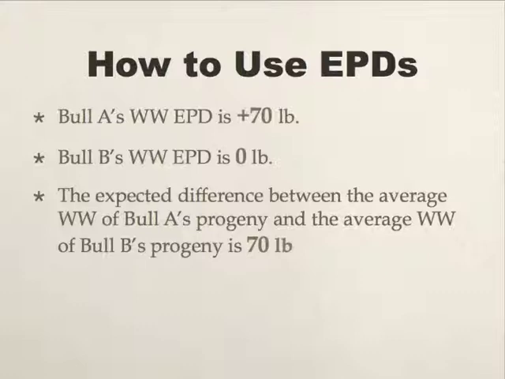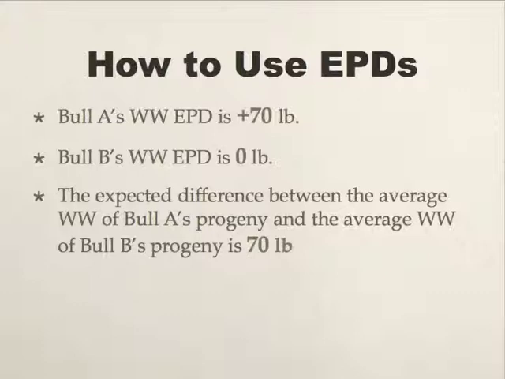This is a foundation example of how we utilize EPDs. EPDs are used to compare two animals. That is what they are designed to be used for. So we've got an example here, bull A and bull B. Bull A weaning weight EPD is 70, bull B weaning weight EPD is 0. So based on those EPDs, we would expect the difference between the average weaning weight of bull A's progeny and the average weaning weight of bull B's progeny to be 70 pounds. That is how you use EPDs.